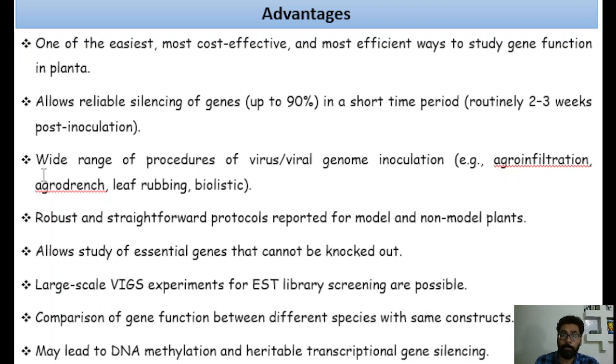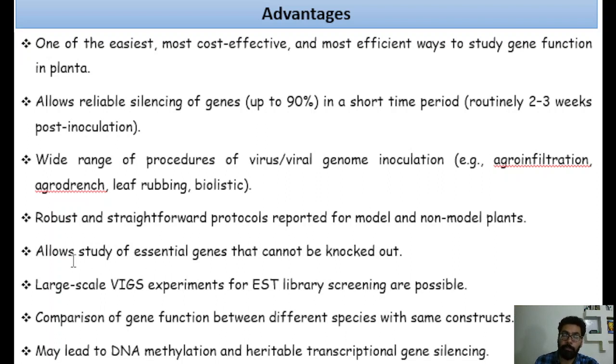There is a wide range of procedures available for genome inoculation, like agroinfiltration that we do with the syringe, then agrodrench, then leaf rubbing, and we can also use the biolistic method, but mostly we use agroinfiltration. It is a robust method. Robust protocols are available for different plants to carry out the VIGS experiment.